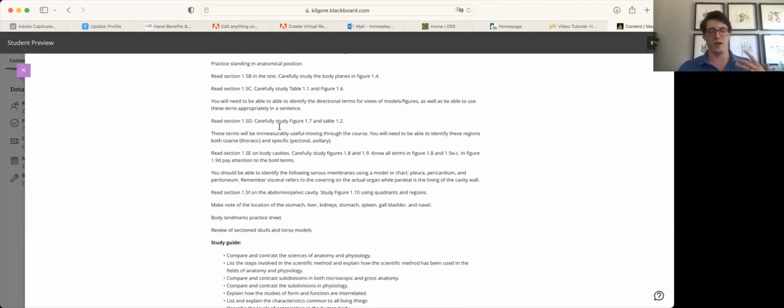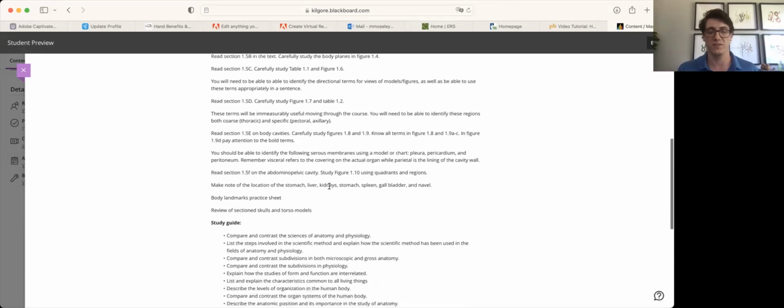Then we are going to go into the body planes. So the abdominopelvic regions, or the planes of the body. These planes of the body are important because these tell us what view we are looking at something from. That tells us whether or not we're looking at the front or the back of something, whether we're looking from the middle or from the outside. All of these things are going to matter. So we need to make sure that we learn all of that stuff in terms of these body planes.